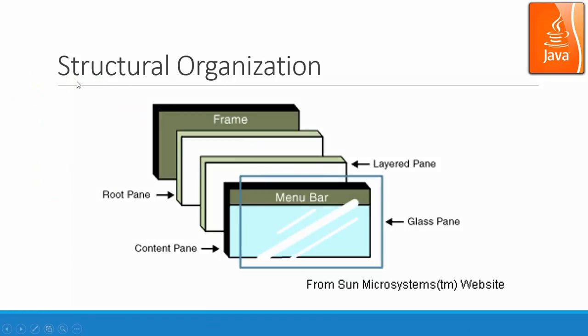Here is one diagram for the structural organization. You have the top-level frame, and then you have the root pane, the content pane, and the layered pane. On the top, you have a hidden glass pane. These are the different layers for the containers in the GUI program environment. Usually what you see is the frame and also the content pane. And the content pane includes the menu bar and the component area.